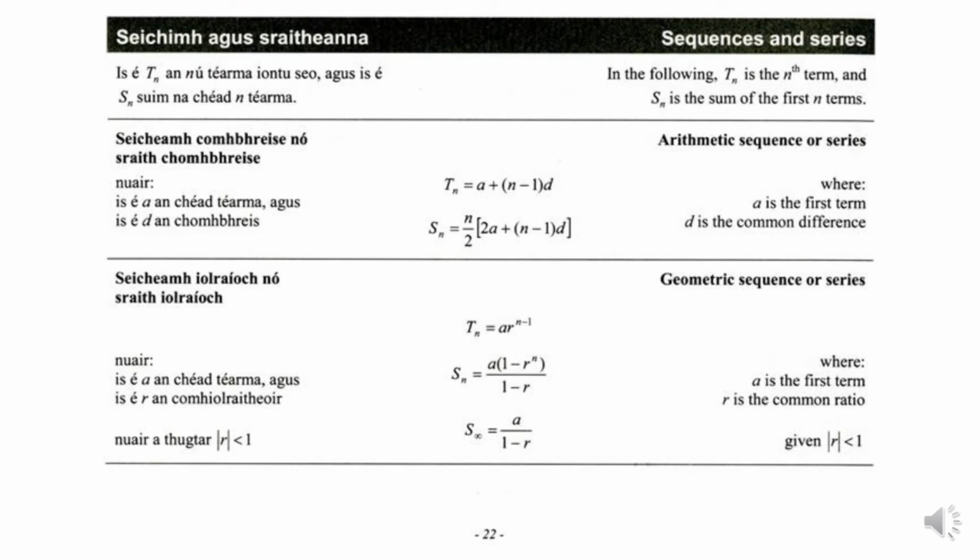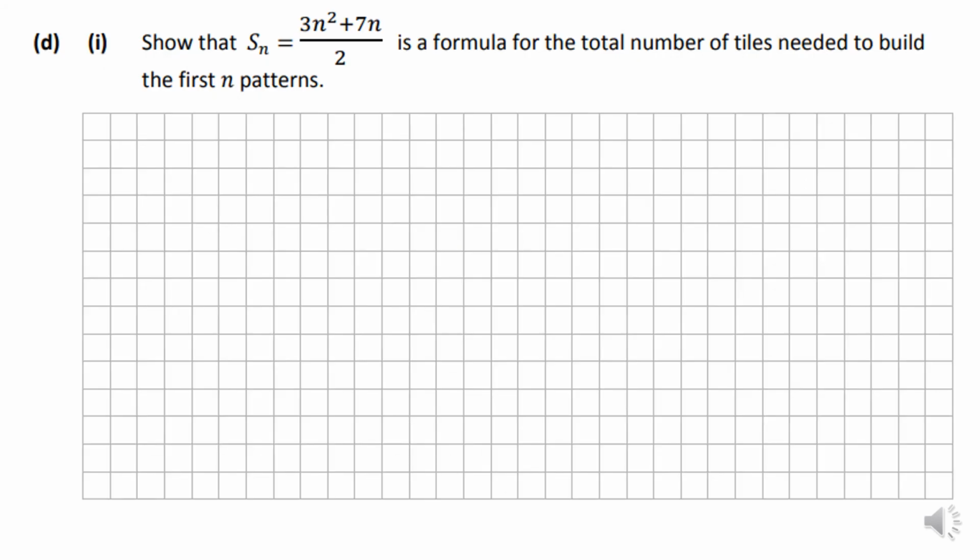Again, we have some help here in our formula and tables book. Make sure you're looking at arithmetic sequences. We're looking for Sn, or the sum of the first n terms, and we have this formula here. These are all on page 22 of your formula and tables book. We'll write down that formula, and that's what we'll start with. So it's n over 2 times 2a plus n minus 1 times d.